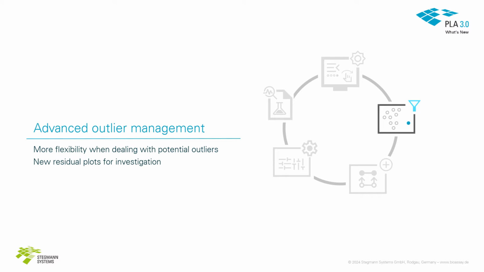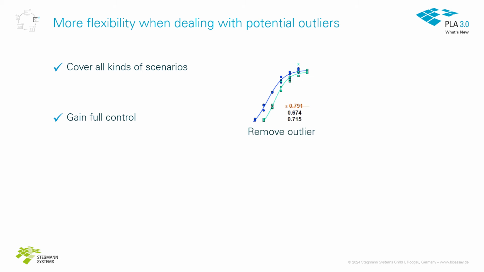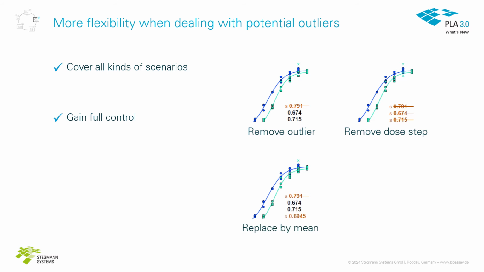Stay more flexible when dealing with potential outliers, and consult residual plots for further investigation. The new outlier handling options allow you to cover all kinds of scenarios. Gain full control, and decide whether to remove the outlying value, or the entire dose step. You can also replace the outlier by the mean of the dose step, or keep it in the analysis for inspection.